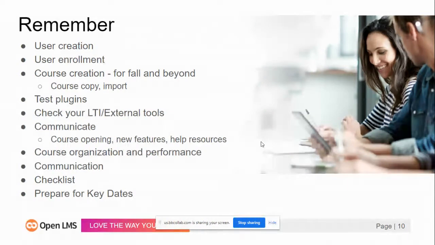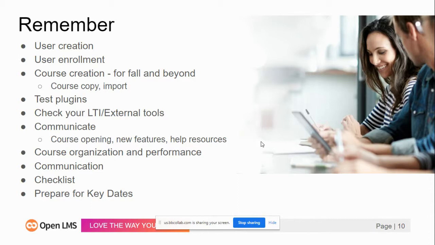Communicate. Make sure that you're communicating when the courses are opening and who's opening them. Any new features that have rolled out that faculty may find or students may find helpful, and where and what help resources people have access to. So if there are help resources that you have that are student facing or that are faculty facing, make sure that you share that and you let people know where they're going to find those things so they know where to go.